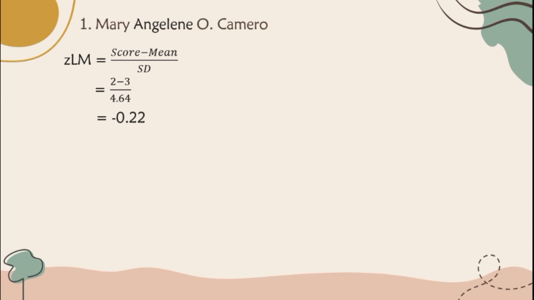Next, we will find the z-score for the like least, using the same formula as for the like most, which is the score minus mean divided by the SD. So the negative score of Mary Angeline is 0 minus the mean, which is 3, divided by the negative SD, which is 4.50. So 0 minus 3 divided by 4.50 is equal to negative 0.67.